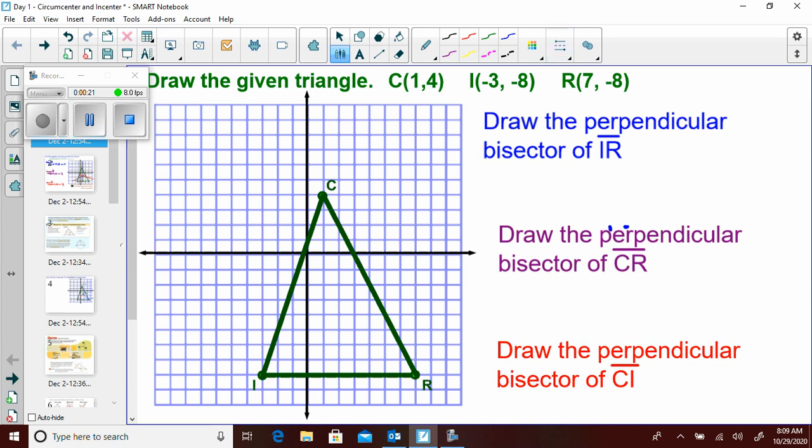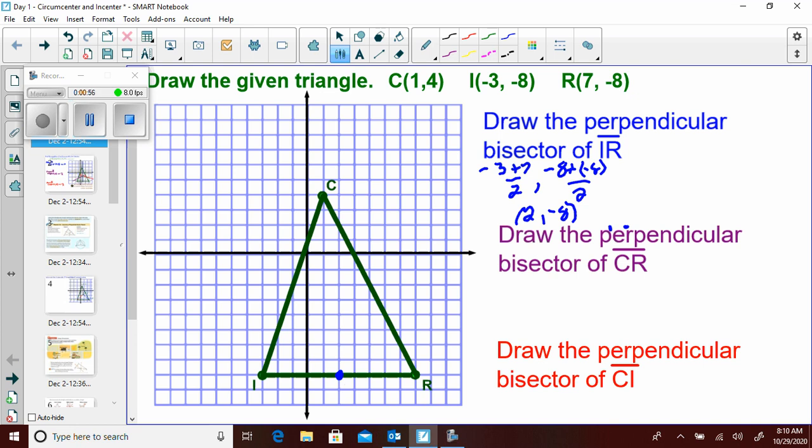So we're going to do perpendicular bisectors. Remember, perpendicular means you're going to need the negative reciprocal for the slope, and bisector, you're going to need a midpoint. So we need the midpoint of IR. The midpoint of IR is (-3 plus 7) over 2, (-8 plus -8) over 2. Well, that's 4 over 2, which is 2. -16 over 2 is -8. So that's the midpoint, 2 and -8.